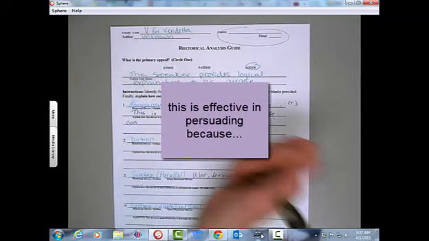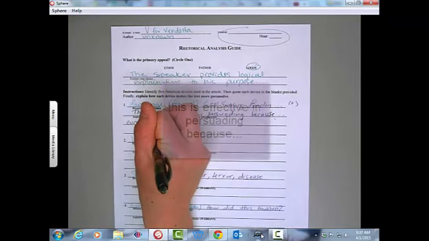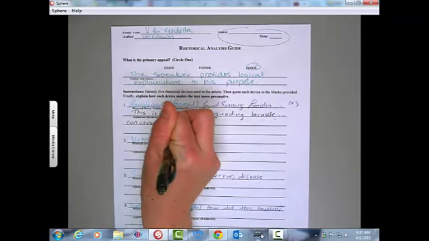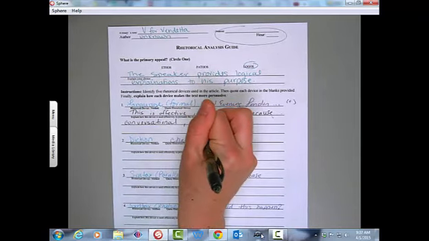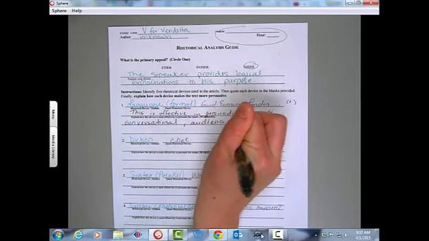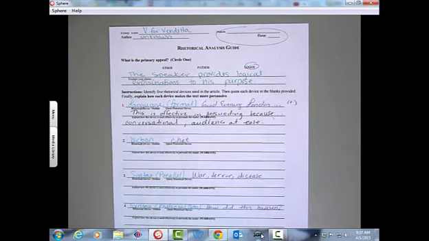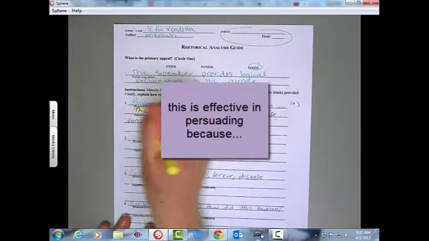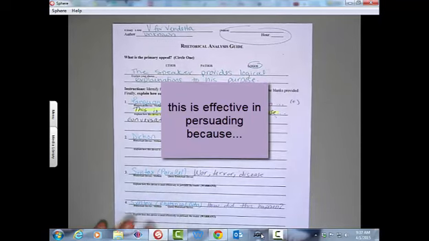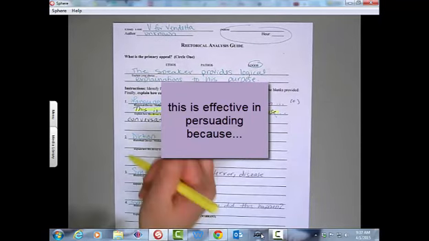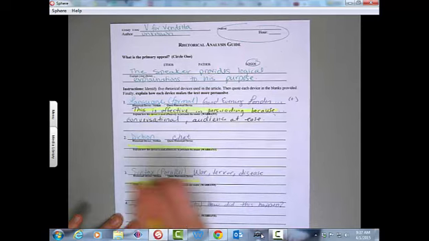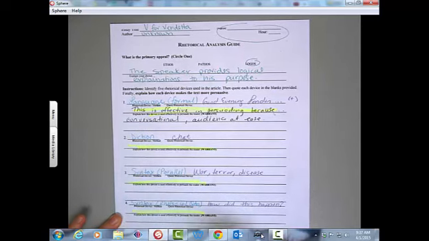So the things I would add there would be conversational, audience at ease, but you need to put those in complete sentences. Always, always, always start with this is effective in persuading the audience because. So you want to do that with each one of these here. I'm just not going to rewrite it because I'm not going to fill all those in for you.